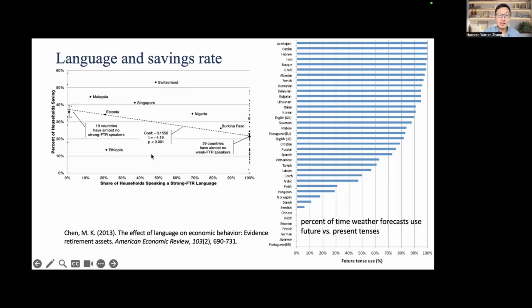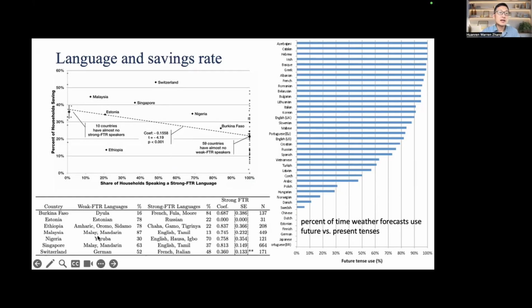And here, indeed, we find some evidence about the language you use and the savings rate the whole country would observe. So in this graph, the x-axis represents the share of households speaking a strong future tense language, right? The y-axis represents the percentage of household savings. As we can see here, if you have a high share of future tense use, meaning that you try to distance your future self, your savings rate will be lower because you do not care a lot about your future self.